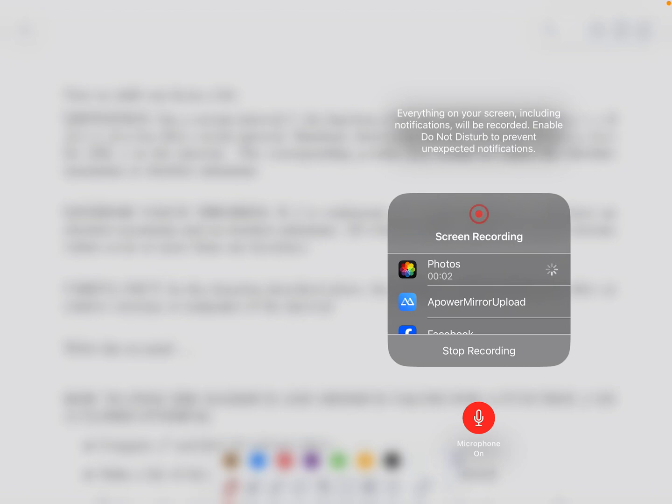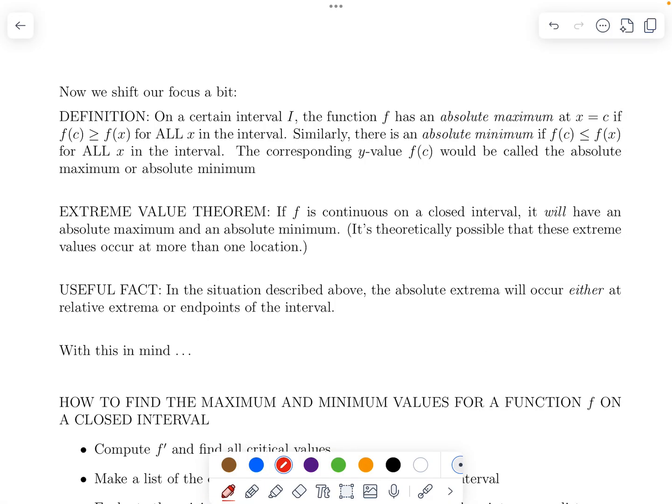All right, hello. This is the video for the second part of section 3.2. And we're going to shift our focus a little bit. Before we were talking about relative minimum, relative maximum. Here we're going to talk about what's called an absolute minimum or absolute maximum.